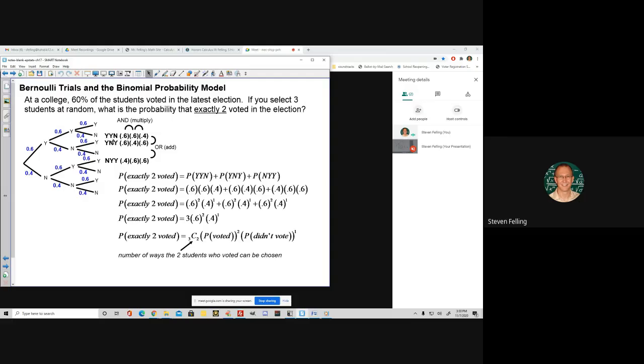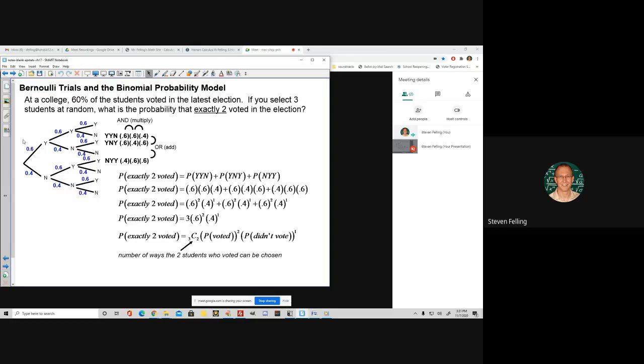But exactly 3 of those cases would include 2 people voting and only 2. Either the first 2 students voted, or the first and the third students voted, or the second and third students voted. Anything else would involve more or less students voting than 2. And because we multiply across the tree, because it's the first student voted and the second student voted and the third student didn't vote, we would multiply 0.6 times 0.6 times 0.4 to get this outcome's probability. And then there would be a 0.6 times 0.4 times 0.6 for the yes, no, yes case. And there would be a 0.4 times 0.6 times 0.6 for the no, yes, yes case.